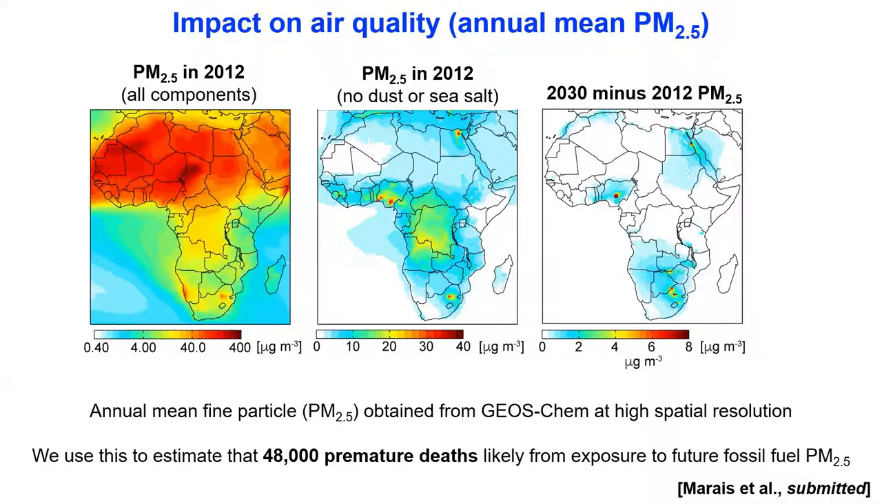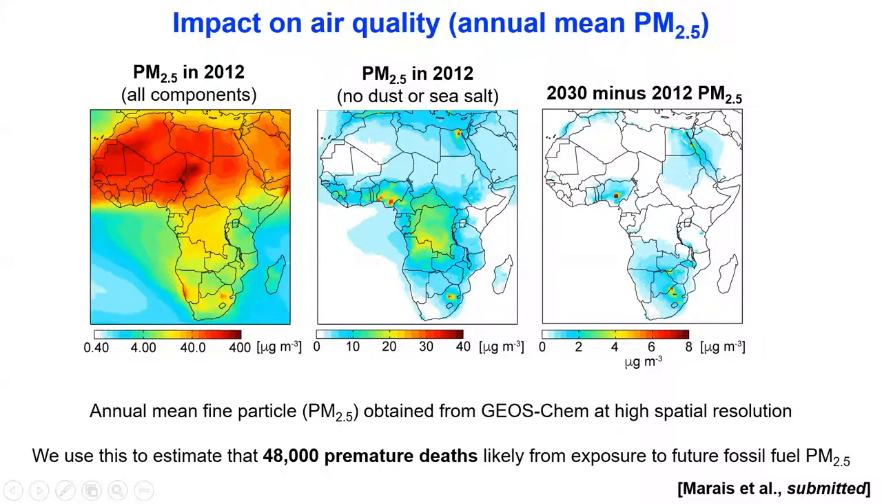So what's shown here is the output from GEOS-Chem. So there's three iterations of it. GEOS-Chem carries all of the different components of PM2.5, so organic aerosol, black carbon, sulfate, nitrate, ammonium, rather than carrying PM2.5 as a lumped species in the model. And so you can tease out the different contributions in the model to the extent that it's accurate. The left-hand side shows all of the components of PM2.5 in 2012 from the model, and you can see it's flooded by dust from the Sahara Desert.